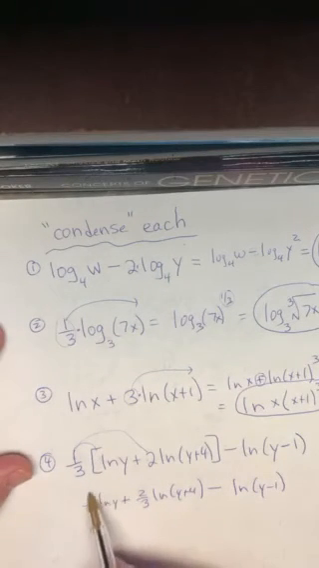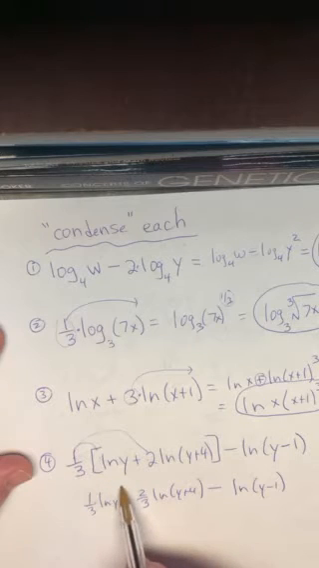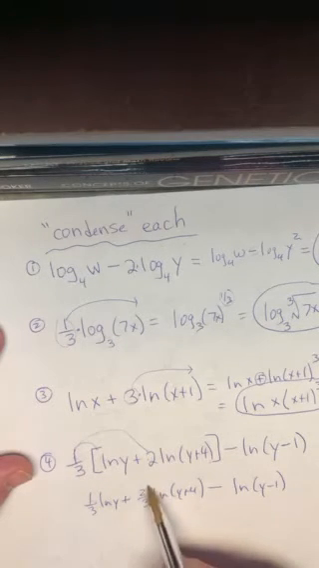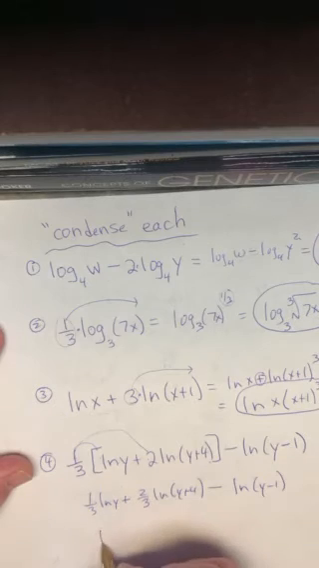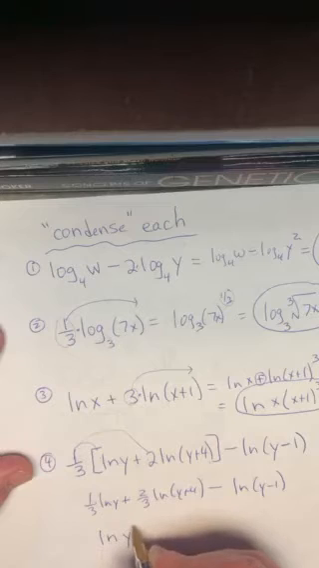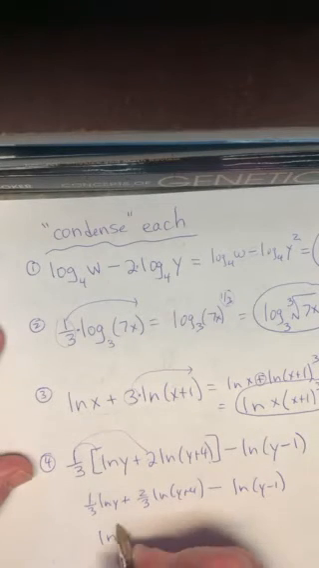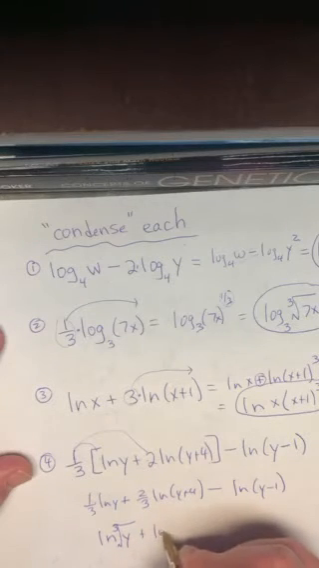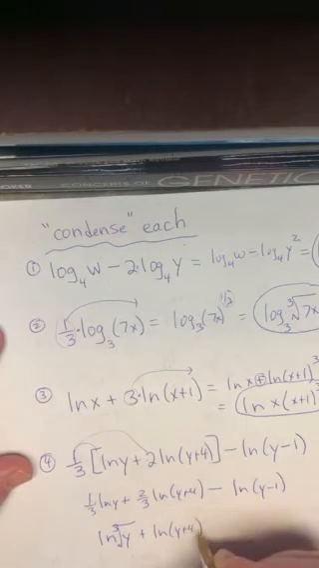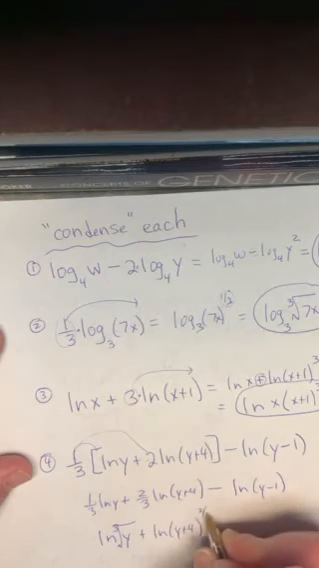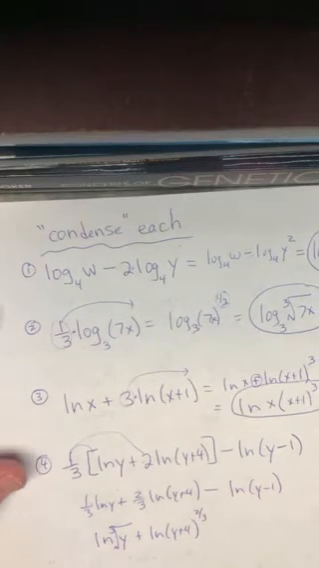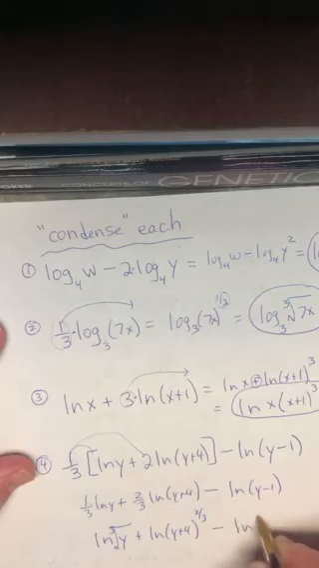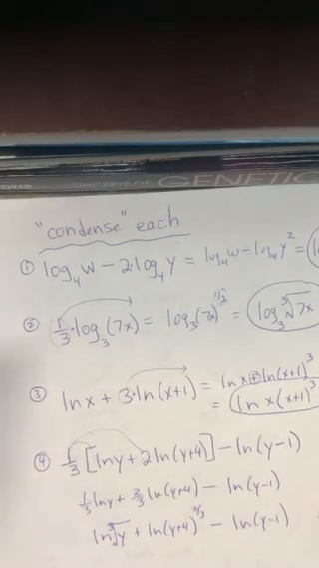Okay, I've got a number out in front, connected to a log, so it must really be an exponent, right? This 2/3 must really be an exponent. So I've got ln of, now, instead of writing y to the 1/3 power, you know that's going to be what? The cube root of y, agreed? Plus the ln of y plus 4 to the 2/3 power. You can just leave that like that. Minus the ln of y minus 1.